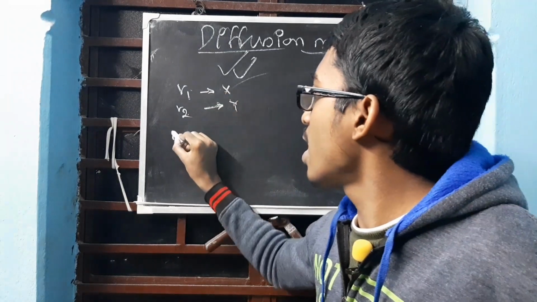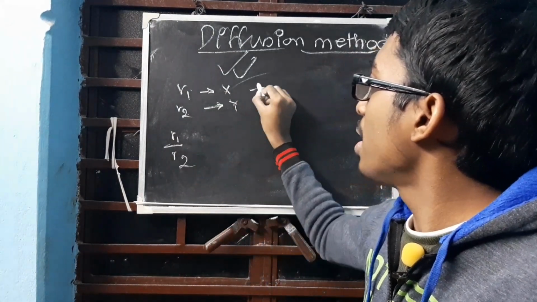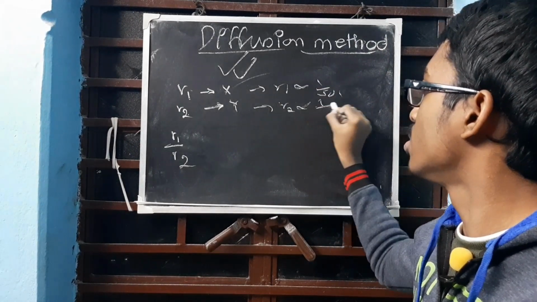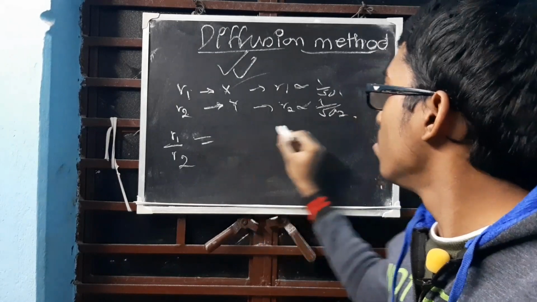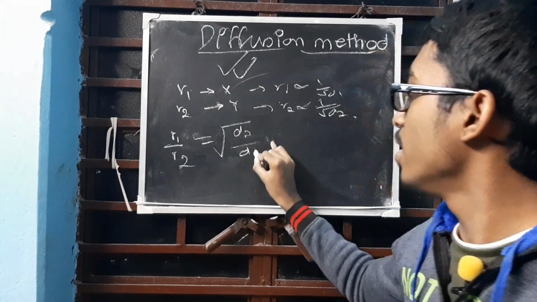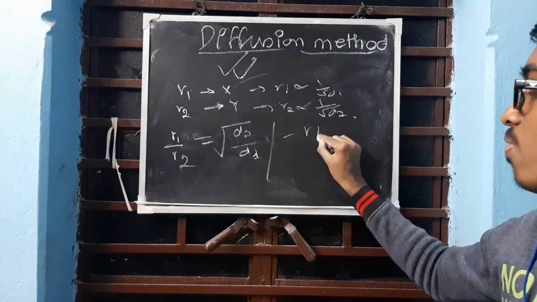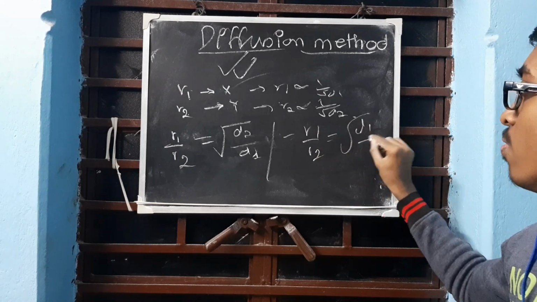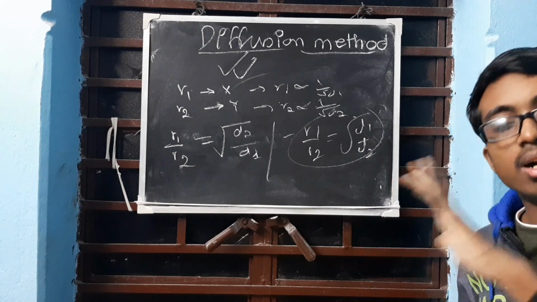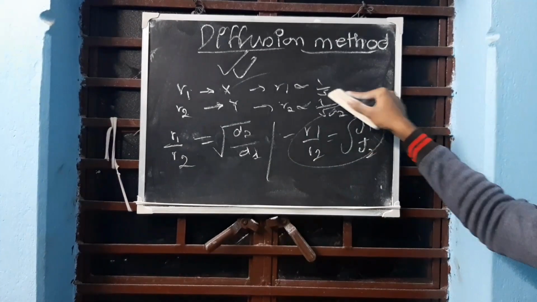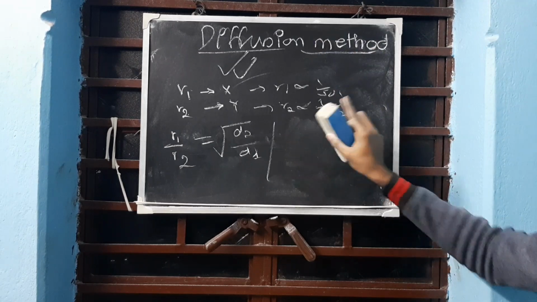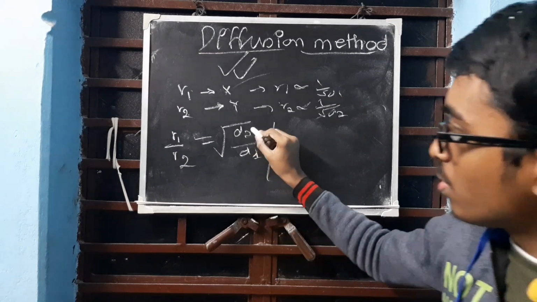Now if I write R1 by R2, now I know R1 is inversely proportional to 1 by root over of D1 and R2 is proportional to this one. So if I write R1 by R2, then this will go up, right? D2 by D1. Now often this mistake is seen: R1 by R2 equal to root over of D1 by D2. How is this possible? If you do this, you will get the wrong answer. So you have to take care. This is inverse proportion, so below will come up. It will be D2 divided by D1, everything under root. Clear?